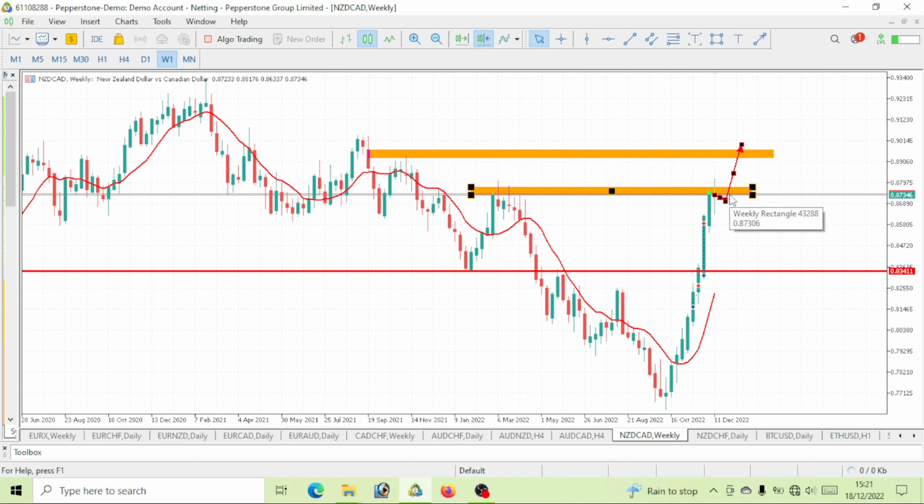So within this week and next week, within this week that I'm predicting and the upper one, we should be able to take out this level that I have highlighted. So watch out for it. New Zealand dollar card, we will be going bullish this week.